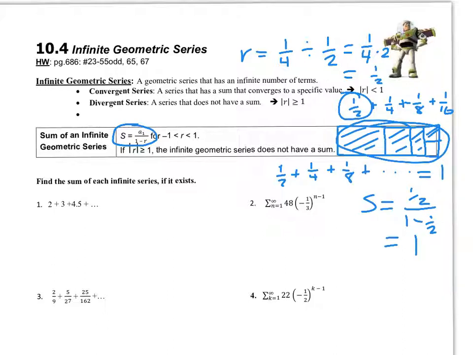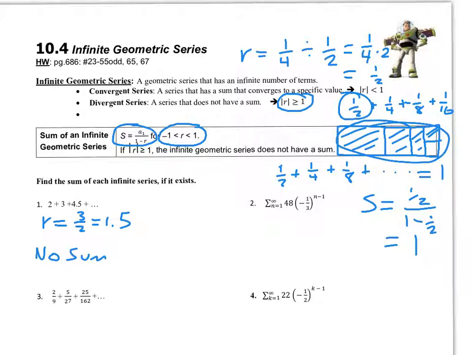So this formula only works when r is between -1 and 1, not inclusive. If the absolute value of r is greater than or equal to 1, it does not have a sum. It'll just go to infinity. So the first thing you should do is find r. For this problem, r equals 3 over 2, which equals 1.5. That has an absolute value bigger than 1, so this series has no sum.